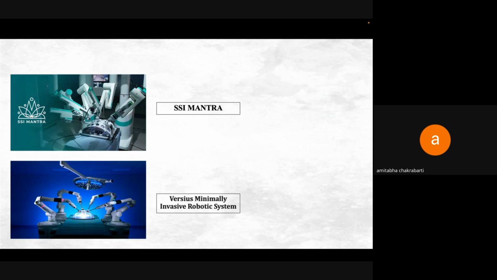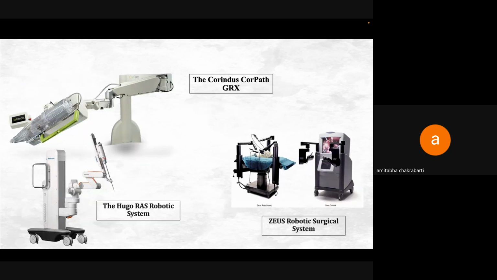These are the other robots. SSI Mantra is from India, and Versius, a minimally invasive robotic system. This is the Corindus of Siemens. This is used in the cath lab, that is for angiography and angioplasty. And these are different robotic systems you can see. So it is not only a single one; at least 8 to 10 robotic systems have come up in the medical field for surgery, maybe more. And nowadays, a lot of them are coming from China, Korea, Japan, apart from America and Europe.